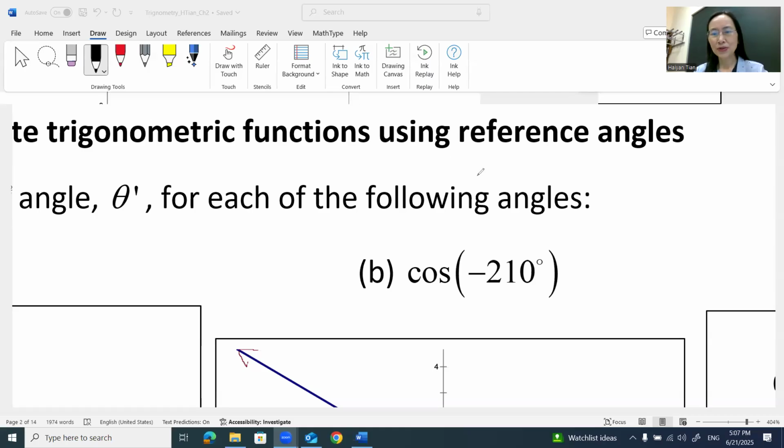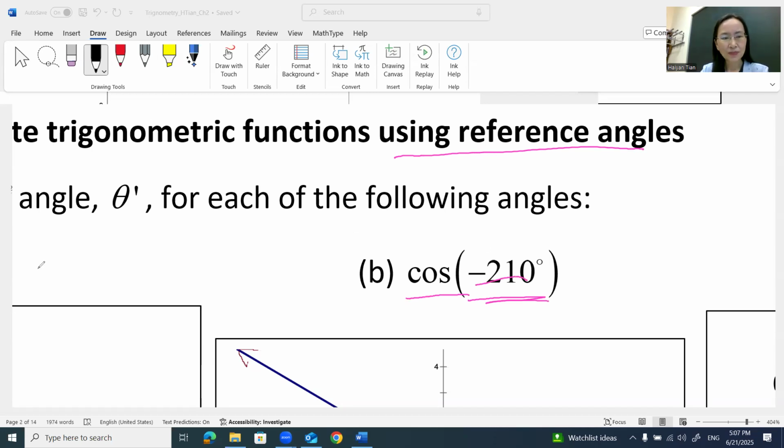Now we want to use reference angles to evaluate a non-acute angle, such as this one. The negative 210 degrees is not an acute angle. How do we evaluate the cosine value of this non-acute angle?